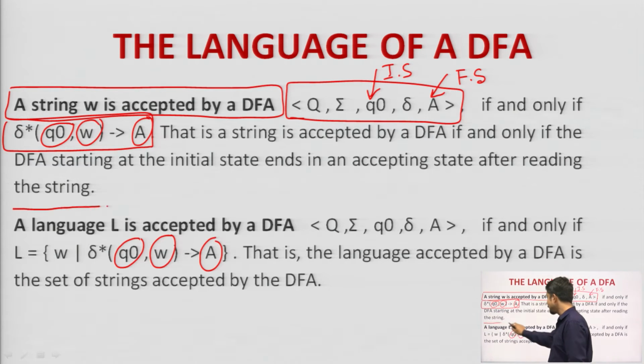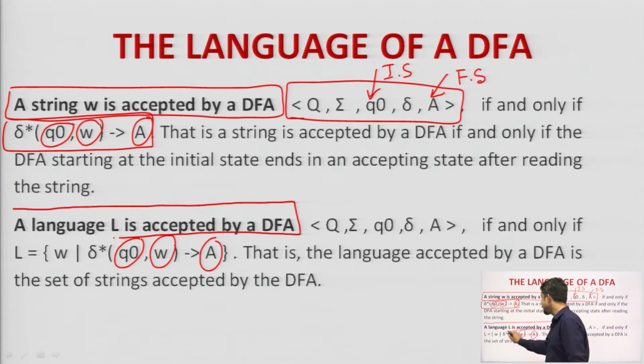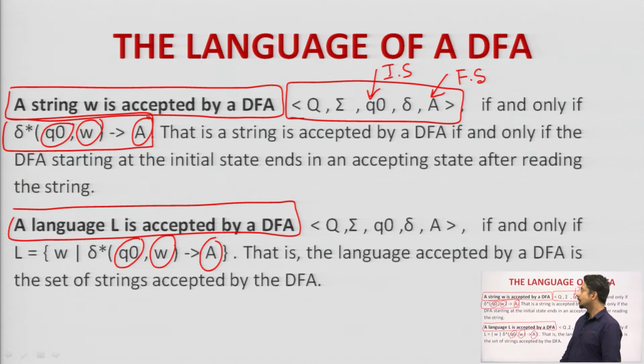So, then we can state that the language L is accepted by the DFA. So, these are the two concepts: a string and a language are both accepted by a DFA. How? If these two transition functions follow. It is already defined that it is accepted when it reaches the final state. This is the final conclusion: in terms of language, this one, in terms of string, this one. That is it.